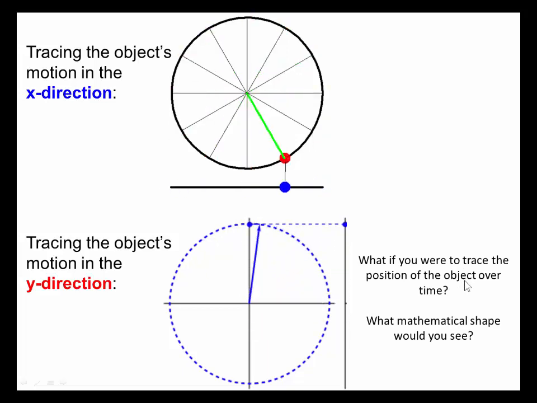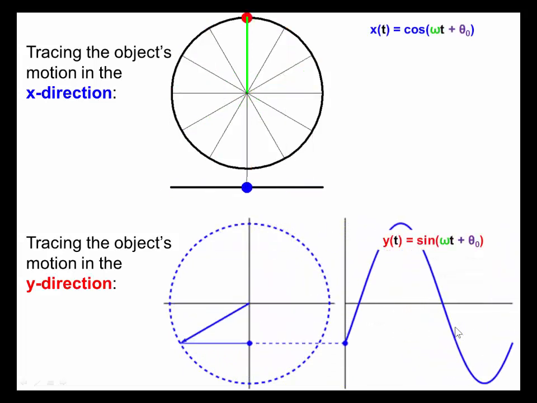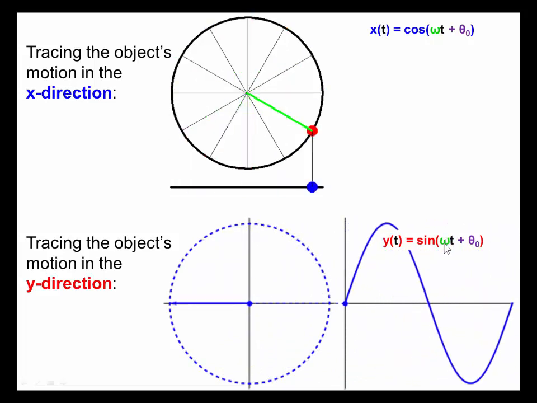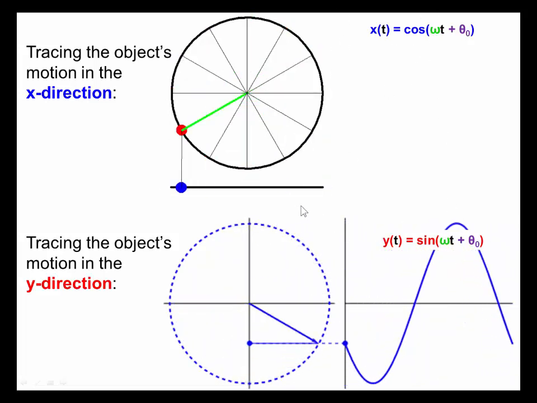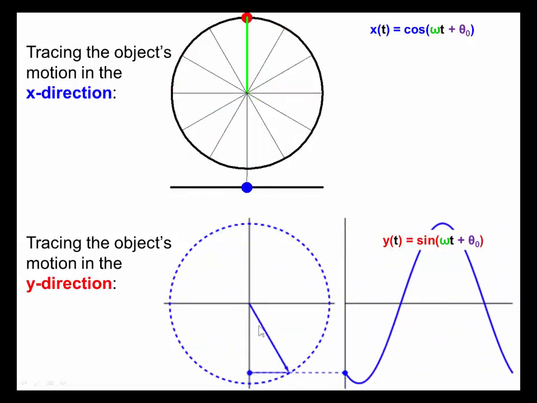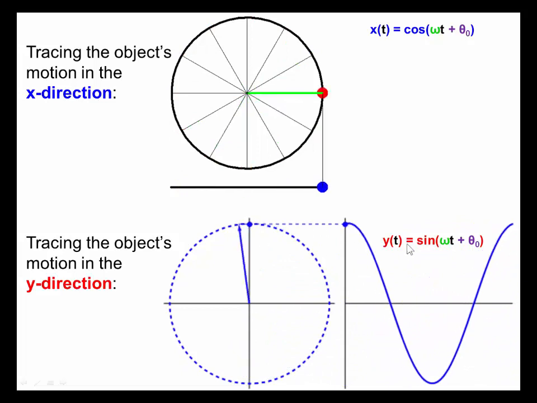So what if you were to trace this position of the object over time? What would it look like? What mathematical shape would you see? Well, it's going to look like that sine curve that we pulled up here for the up and down piece. And if we looked at the cosine function, and turned this diagram sideways, we'd see something similar, where this thing is tracking back and forth downward.